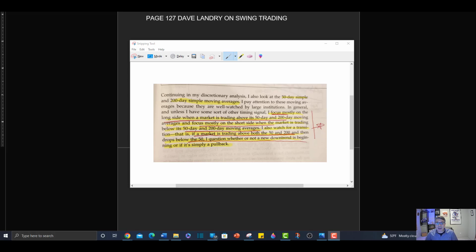So Dave says, I focus mostly on the long side when the market is trading above its 50-day and 200-day simple moving averages, and focus mostly on the short side when the market is trading below its 50-day and 200-day moving averages. I also watch for a transition. That is, if a market is trading above both the 50 and 200 and then drops below the 50, I question whether or not a new downtrend is beginning or if it's simply a pullback.